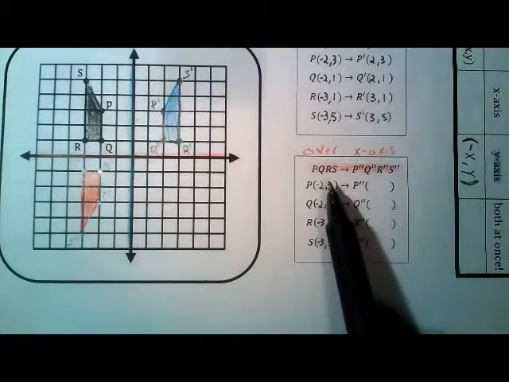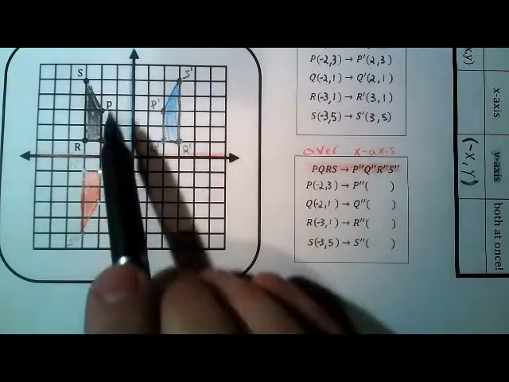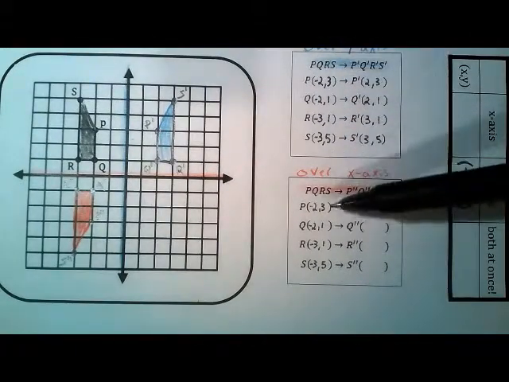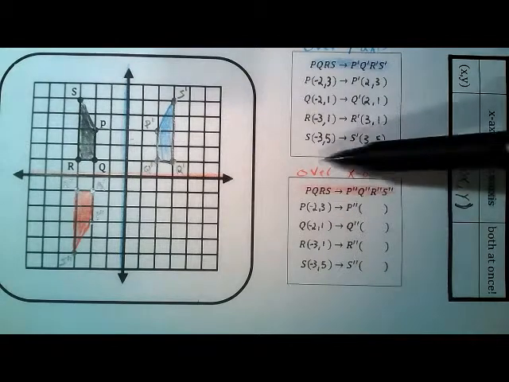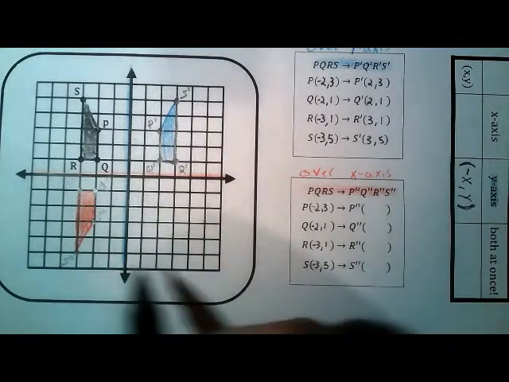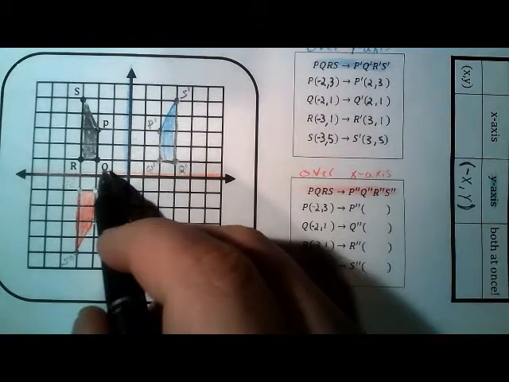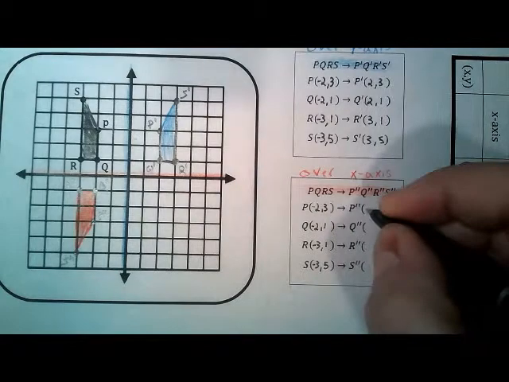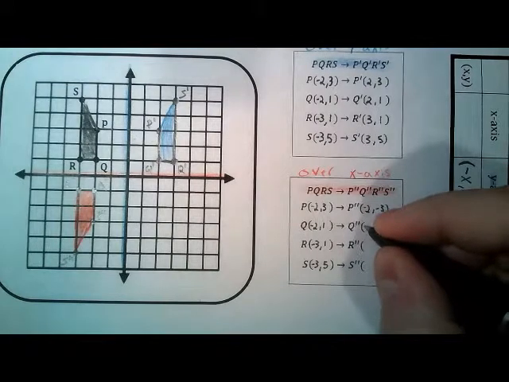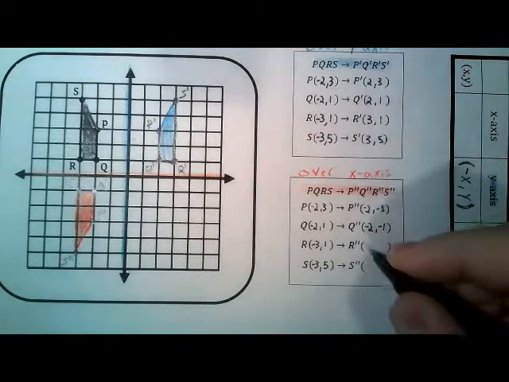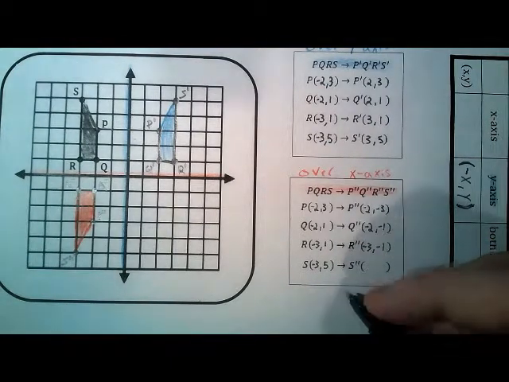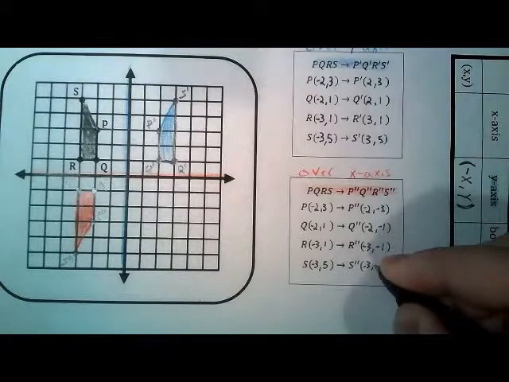And let's look at how those coordinates change. So we started with the original PQRS. So all I did was copy the ones that I had already written down here. And now let's see how they change when I go to the x-axis. So P went from -2, 3, and it's now at -2, -3. Q is at -2, -1. R is at -3, -1. And the new S is at -3, -5.